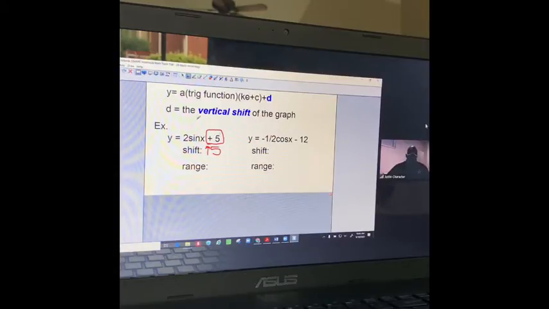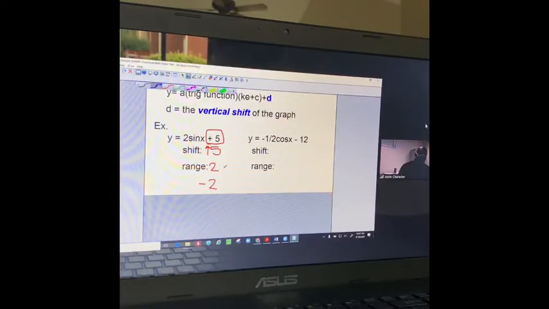Now, this number affects the range. So this number affects the amplitude, and I'm going to show you how. My initial range, and this is the biggest part of all this that we're doing today, would have been 2 and -2. However, it is affected by this 5. I have to apply it to both of these by just addition.